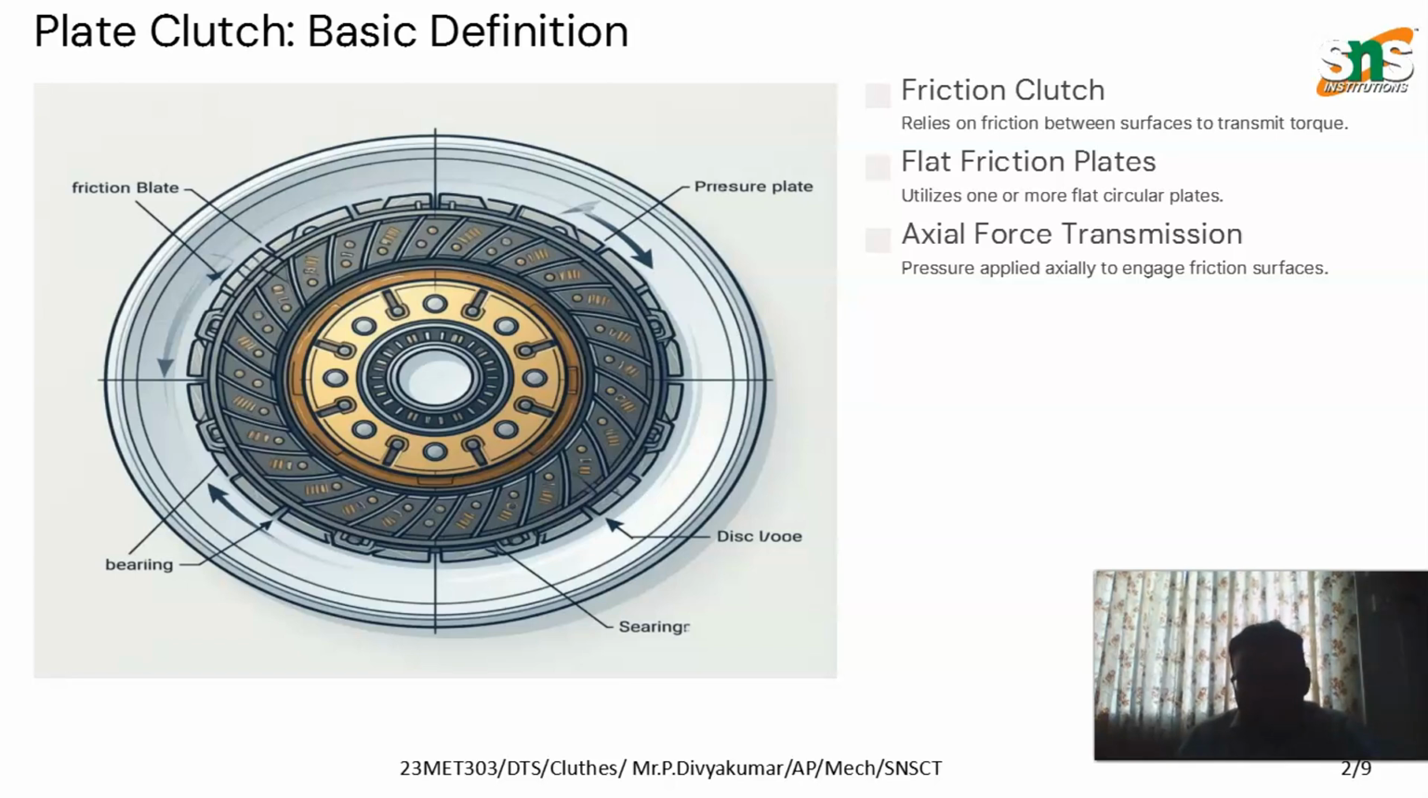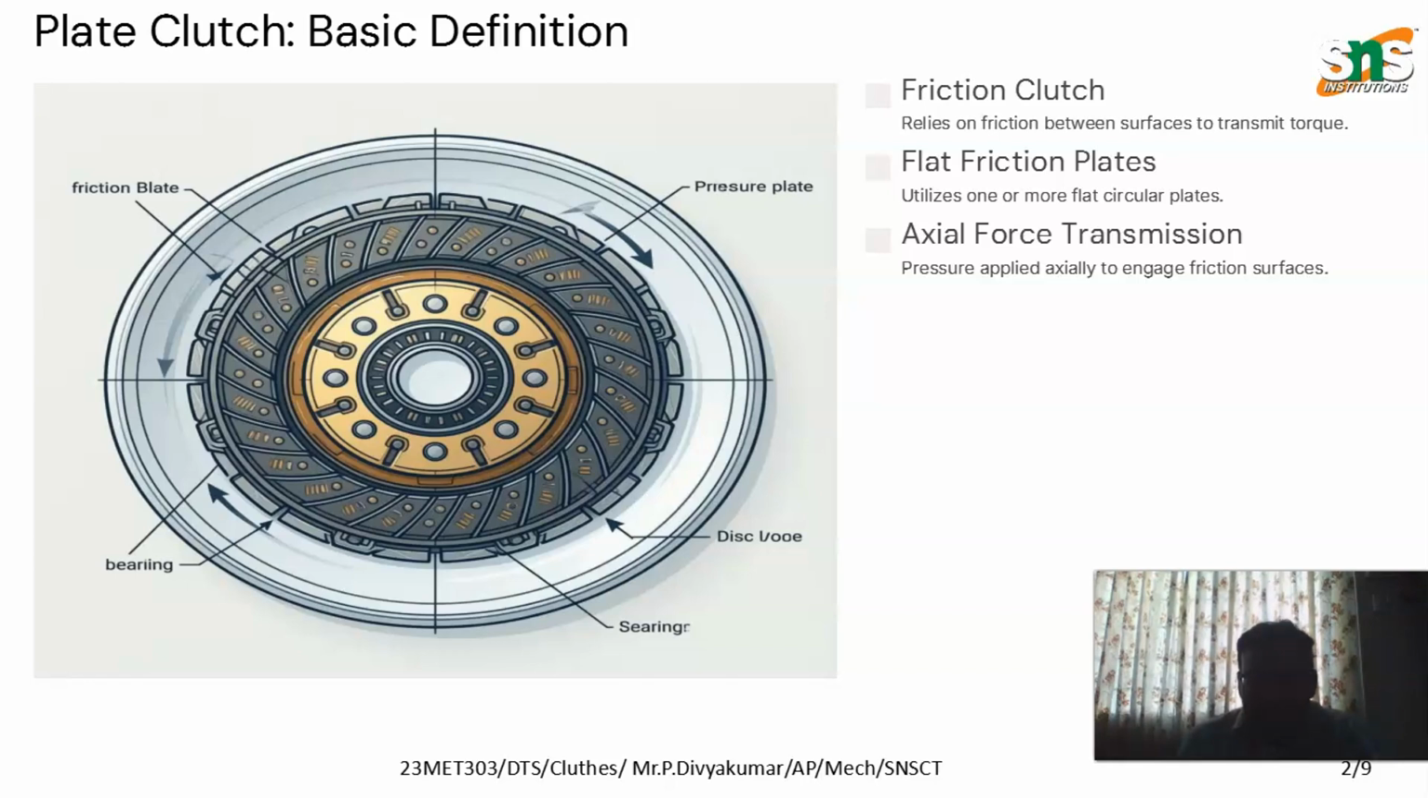The working principle behind the clutch plate is that plate clutches work based on friction between rotating surfaces, which transmits the torque from the driving shaft to the driven shaft. The basic torque equation is T equals mu into W into R into N, where T is the torque transmitted, mu is the coefficient of friction, W is the axial force, R is the radius, and N is the number of friction surfaces.